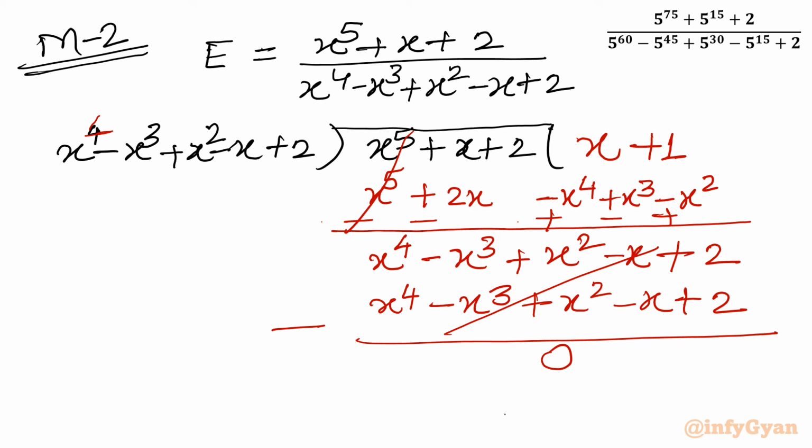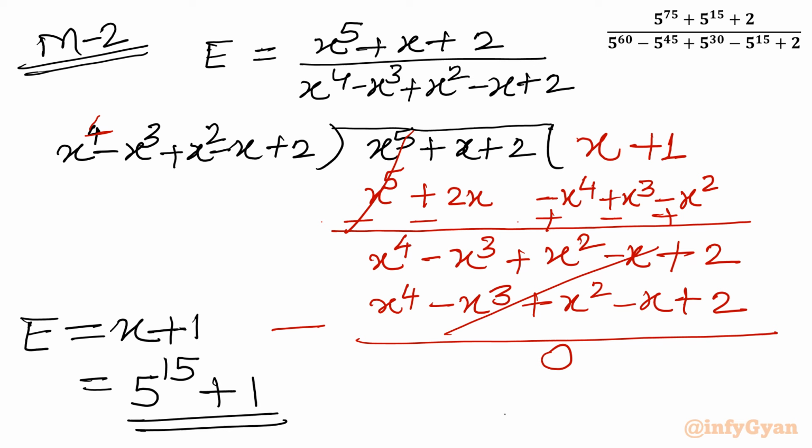So what is our expression? It is equal to quotient. So I will write E equal to x plus 1, and x was 5 power 15. So 5 power 15 plus 1 is our answer. Method number 3.